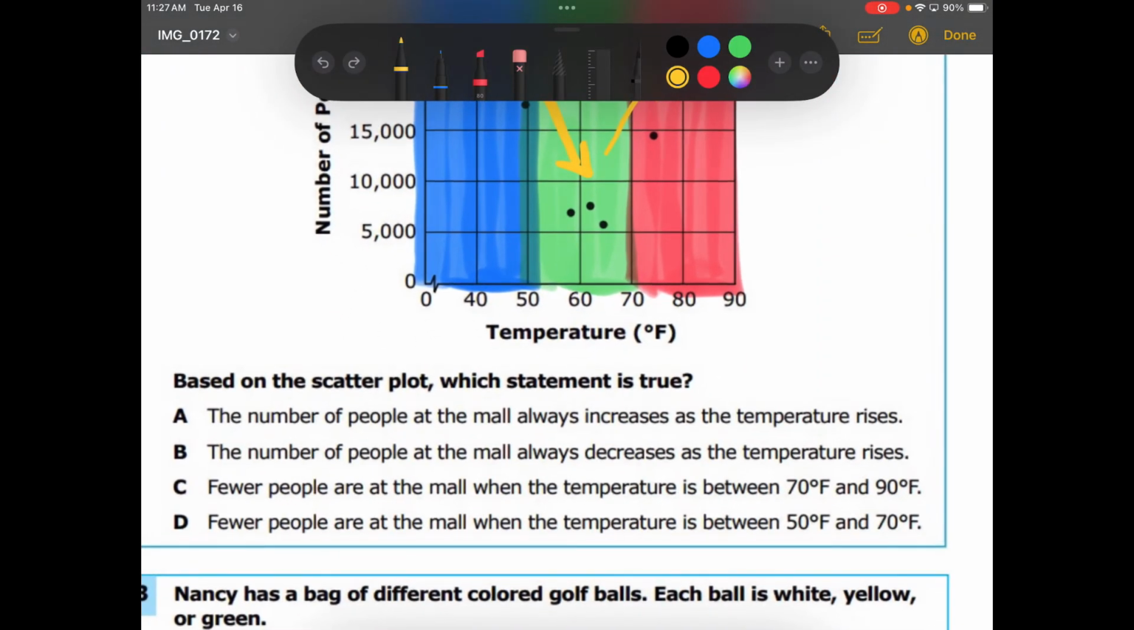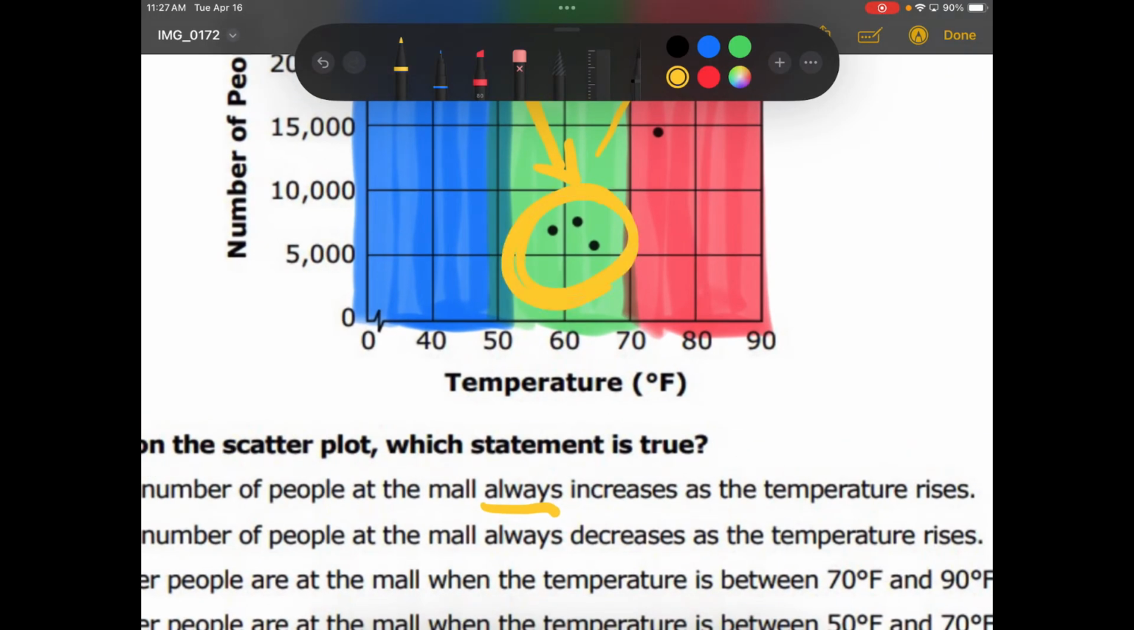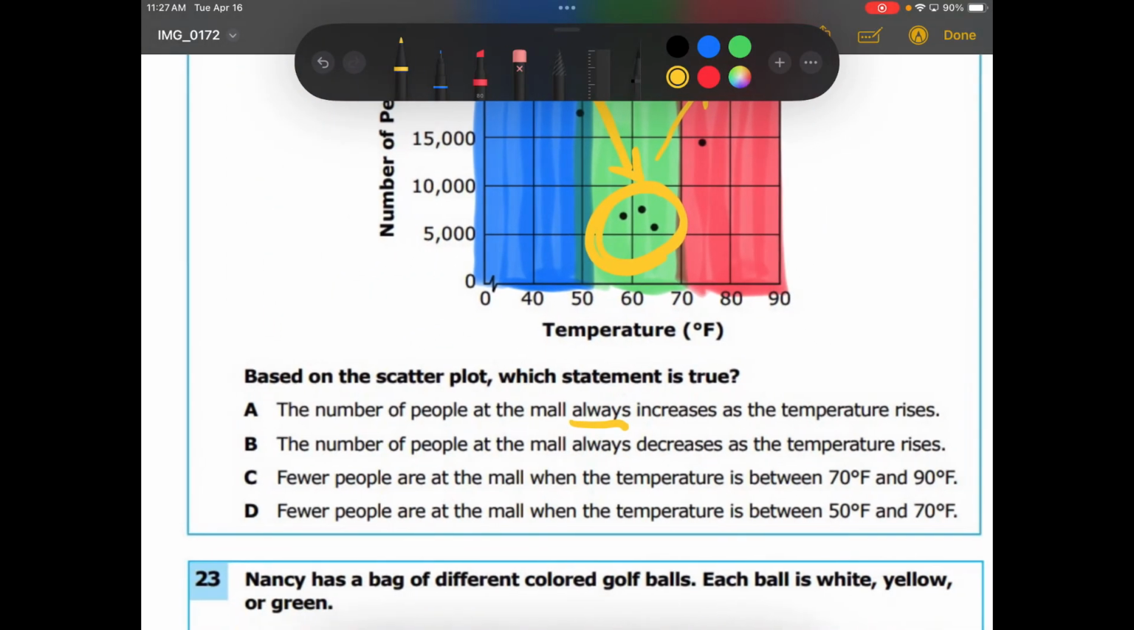A, the number of people in the mall always increase as the temperature increases. Is that true looking right here? No, it's not true according to the chart. The A is incorrect because according to this chart, always is incorrect.